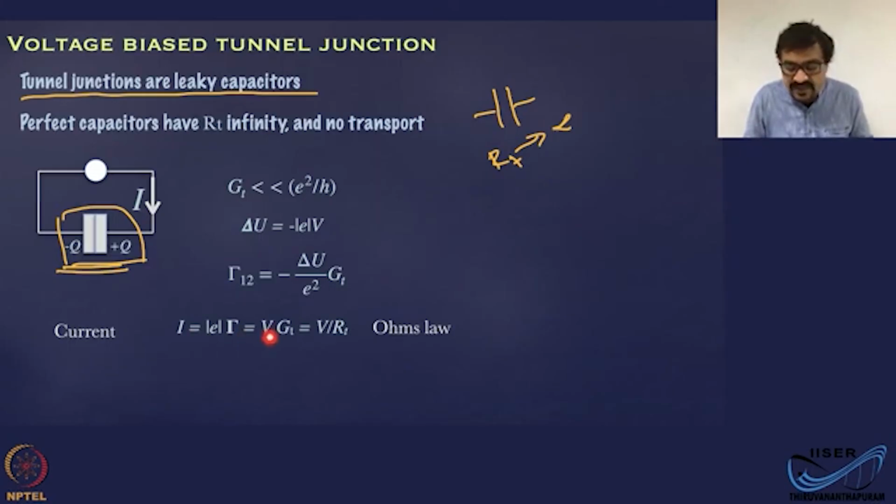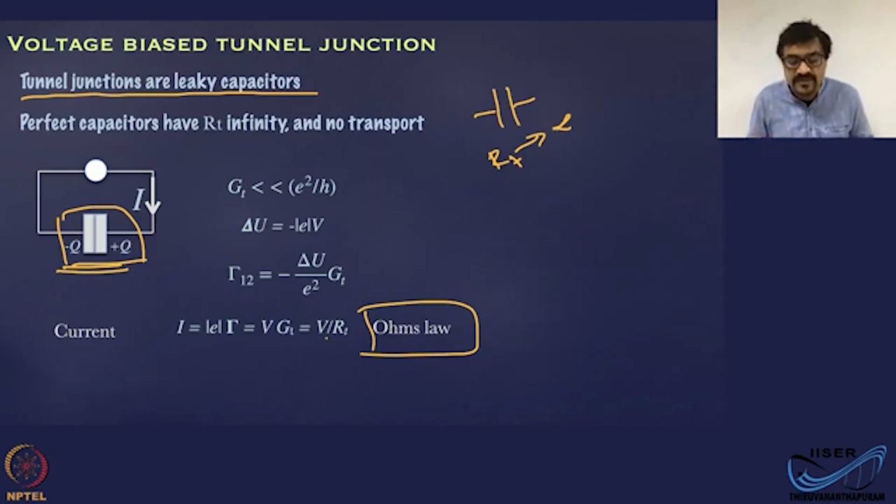Our current is V into GT, because delta U is minus eV. Or current is V by RT. RT is the tunnel resistance. So this is actually giving you Ohm's law back. Current is basically proportional to voltage. That's current through the junction is proportional to voltage.